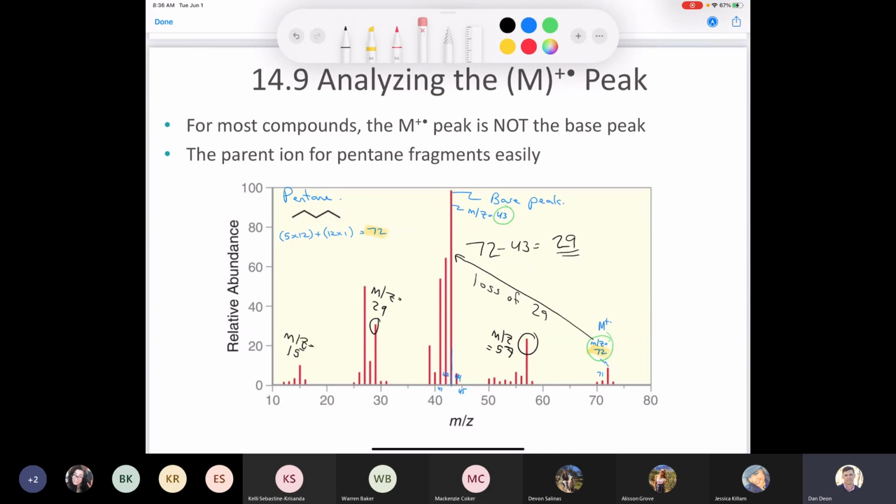I just noticed I made a mistake here. This should actually say 72 minus. I guess it depends on how I was explaining this, but yeah, the mass over charge is labeled correctly. Anyhow, you get the idea, okay?